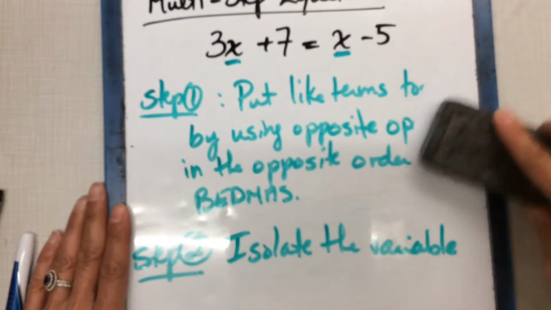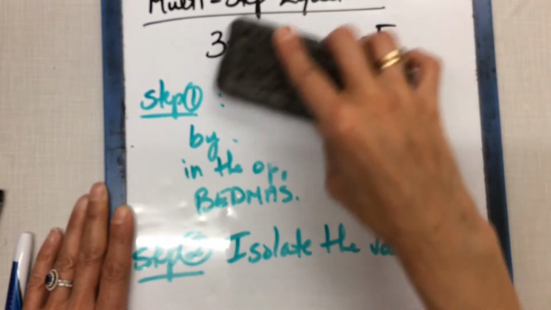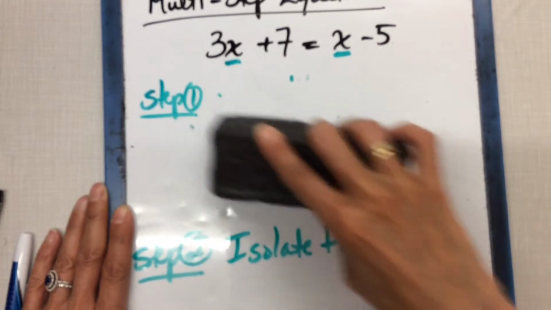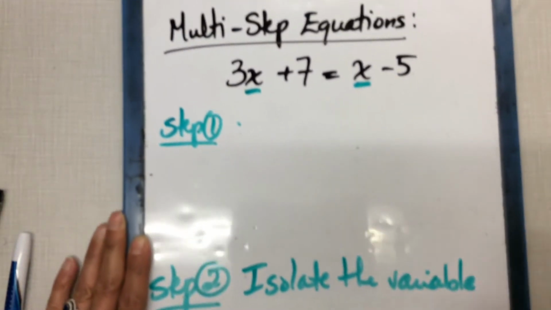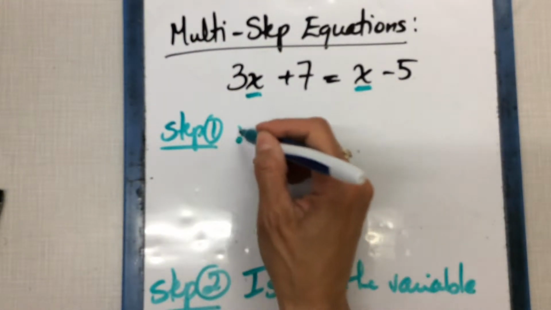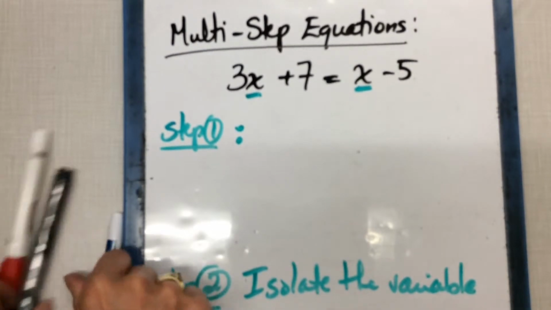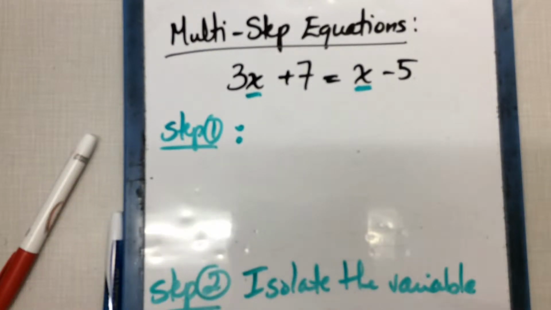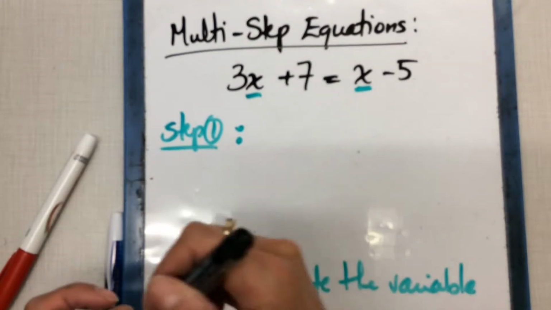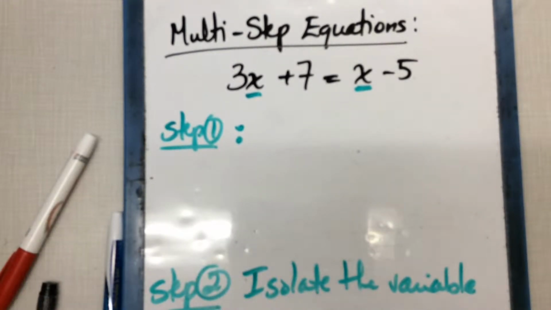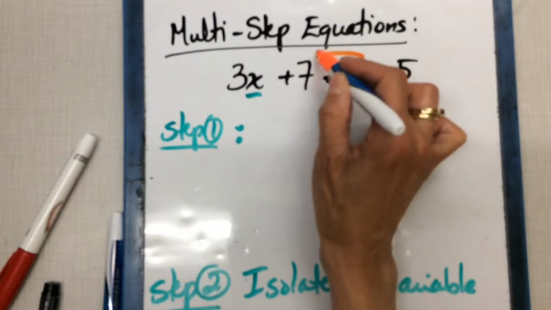All right, I've given you the explanation. I want to put the like terms together. You can choose which side you want to put the like terms. I am going to choose to bring the x to this side. So I will bring this x over first.